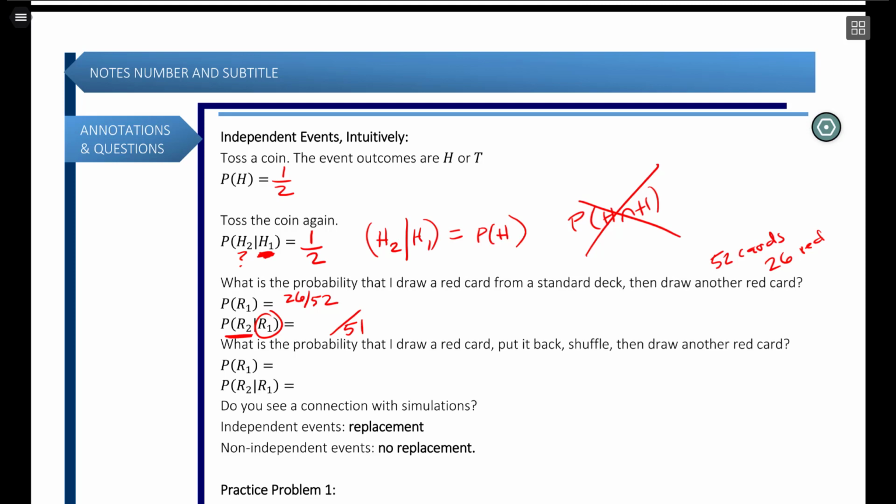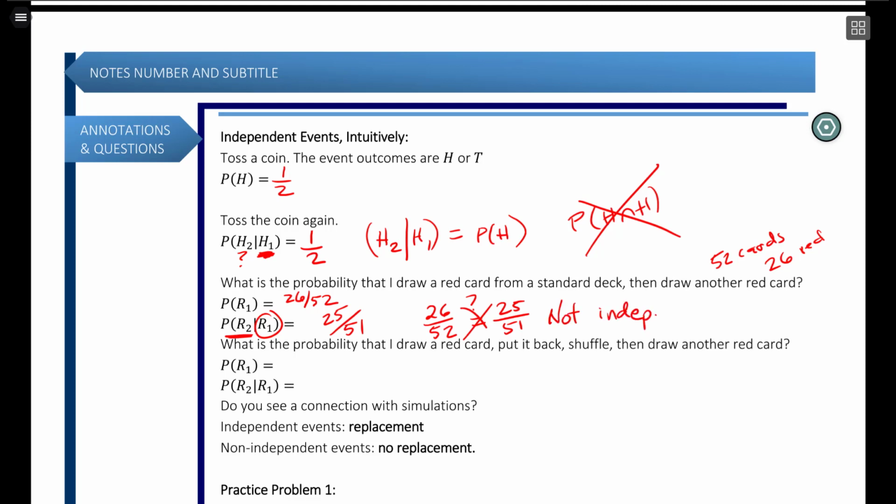Now we take a look at, well, what about the next part? How many red cards do we have left? We knew we already drew one of those 26 out, so we must only have 25 left. Now, are 26 out of 52 and 25 out of 51 the same? No, they are not. Since they are not the same, we would say these two events are not independent.